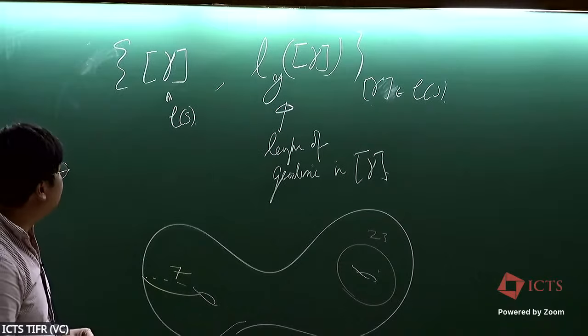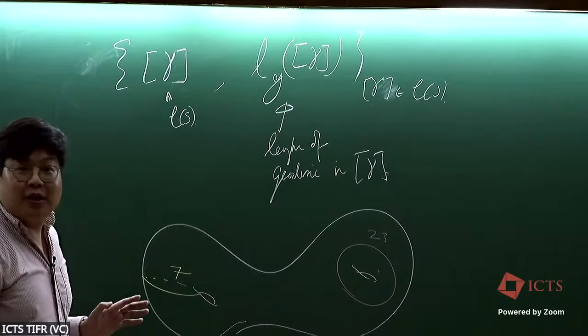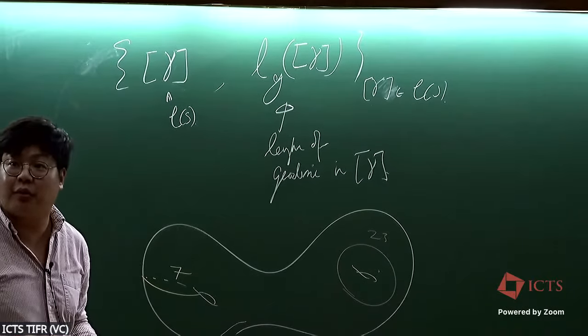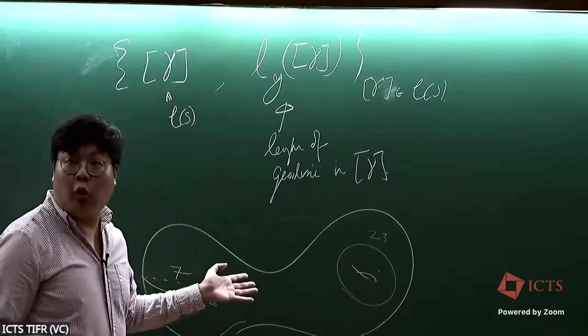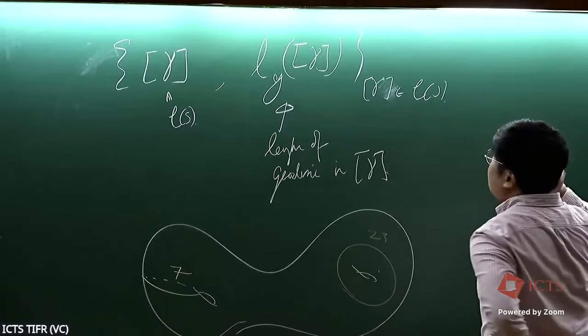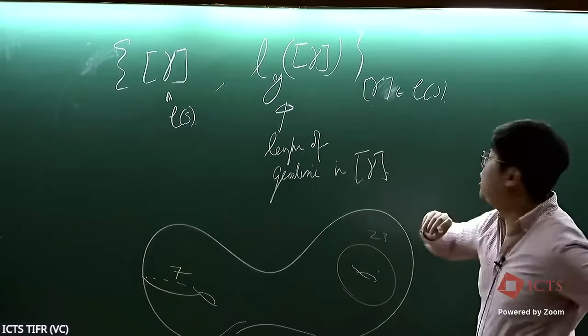So this is, of course, in contrast with the unmarked length spectrum, where I don't tell you which curve it is, but I just say there is a curve of length 7, there is a curve of length 23. So you can see this is some coarse data. But it turns out that Thurston showed that when it comes to hyperbolic metrics, this is good enough to nail down all the information. What do I mean by that?